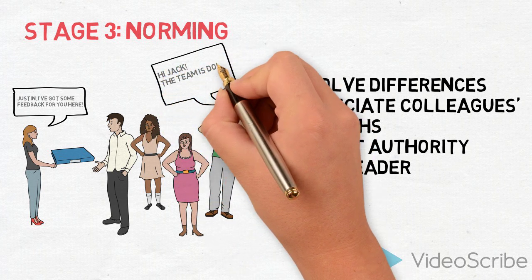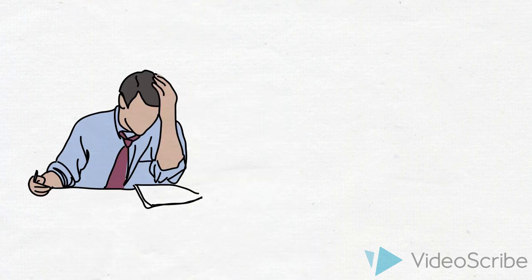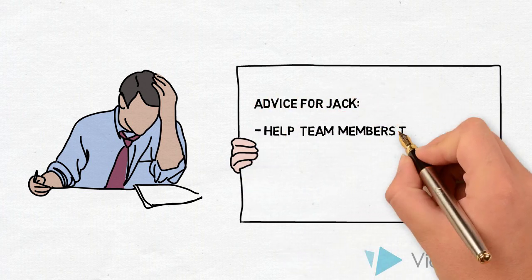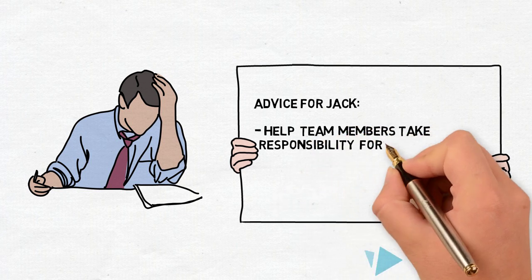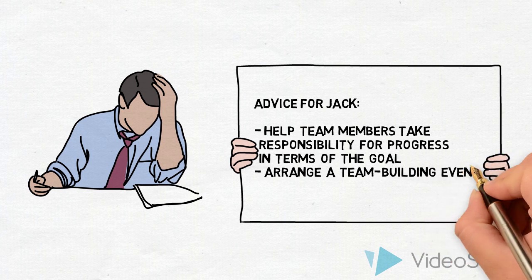There is often a prolonged overlap between storming and norming, because, as new tasks come up, the team may lapse back into behavior from the storming stage. Here's some advice for Jack. Step back and help team members take responsibility for progress towards the goal. This could also be a good time to arrange a team-building event.